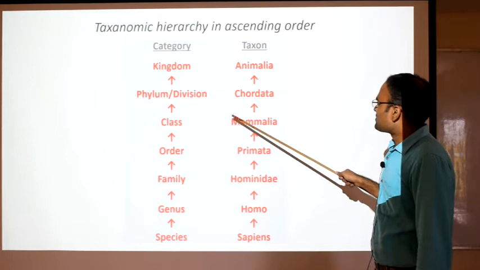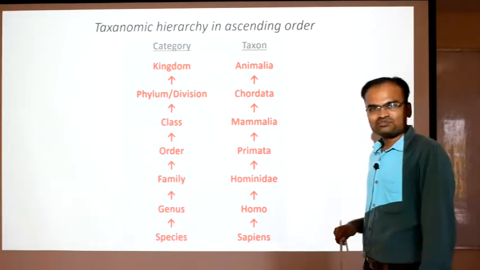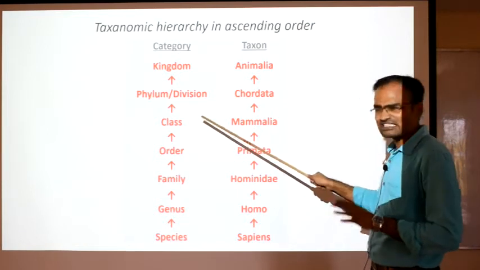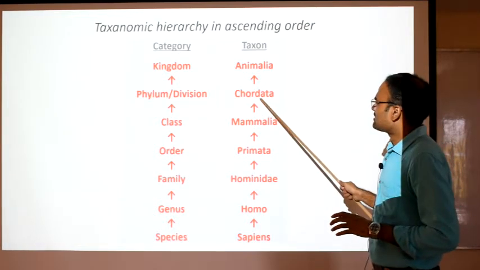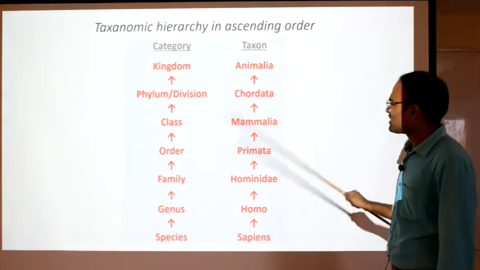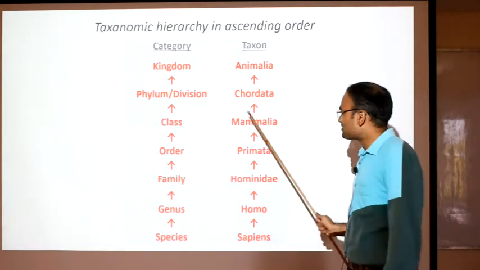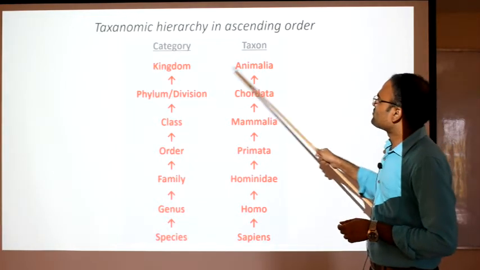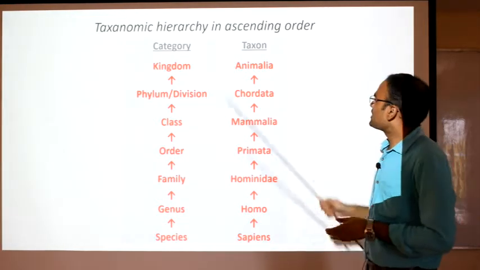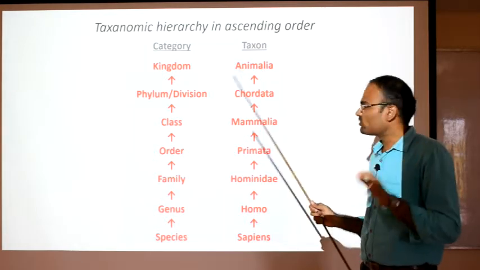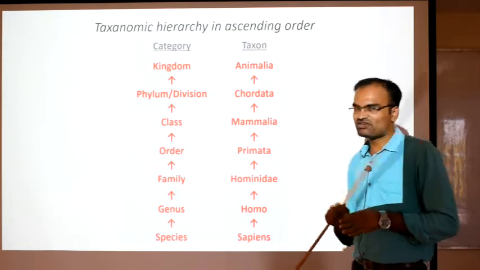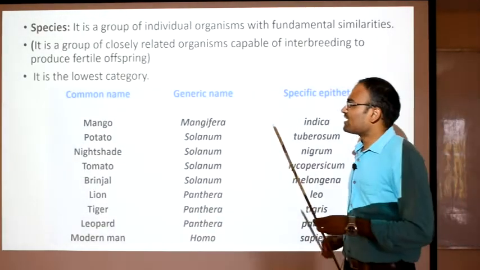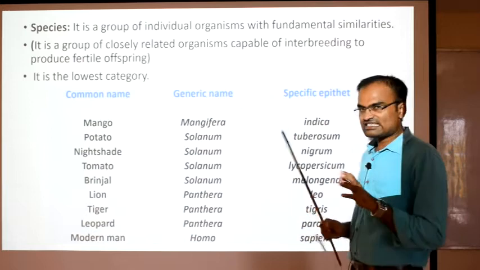Class Mammalia is included in the phylum Chordata. Phylum Chordata is a broad category which includes several classes, several orders. In the Chordata phylum there is one class called Mammalia, along with which other classes are also included. And Chordata is included in the kingdom Animalia. Animalia is a broader category, including a total of 11 phyla. We will study that. We have to study in detail each and every taxon.